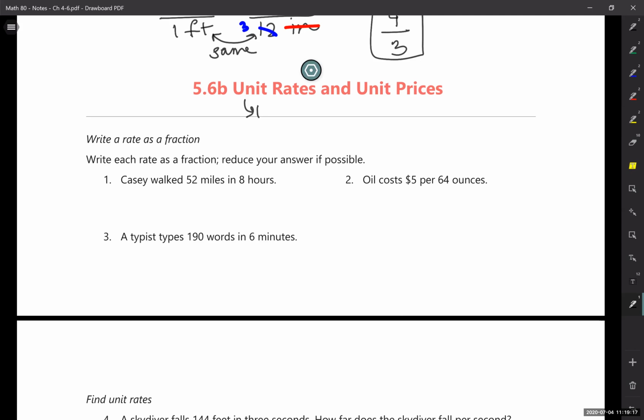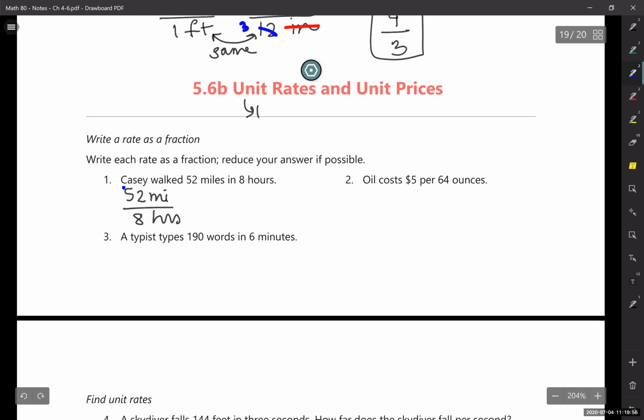Okay, so Casey walked 52 miles in 8 hours. So I don't go around talking like 52 miles in 8 hours. How we say it is miles per hour when we're driving a car or running or whatever we're doing with these rates. And so what I want to do is I want to reduce the 52 over 8, but I also want to leave the units of miles per hour separate from the fraction.